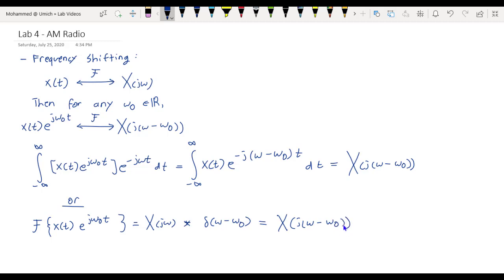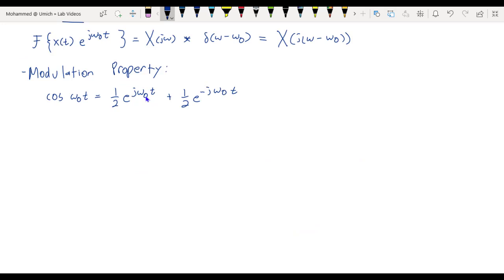So the effect in the frequency domain of multiplying a signal x(t) by a complex exponential is taking the spectrum of the input, X(jω), and simply shifting it in frequency by an amount equal to the complex exponential frequency ω0.